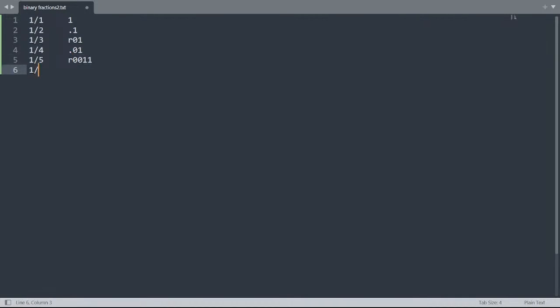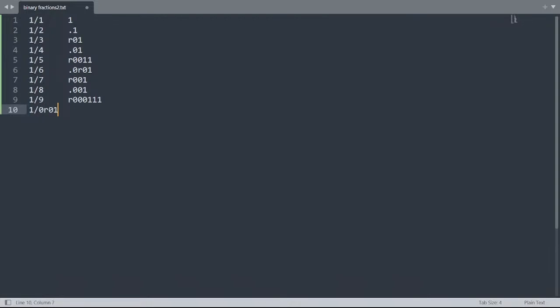Now 1/6, that is just half of 1/3, so that is 0.0 rep 01. 1/7, that is 1 less than 8, so that is rep 0 rep 1 in octal. 1/8 is just 0.001. 1/9 is rep 0z in octal.